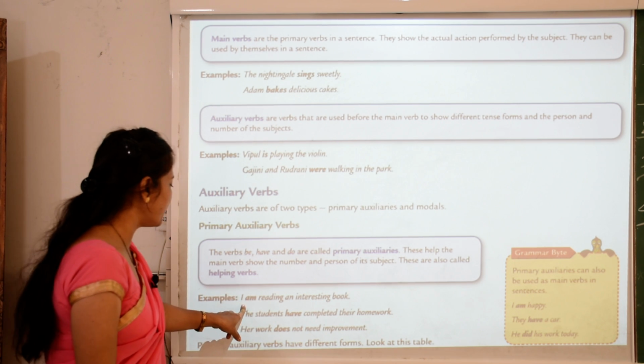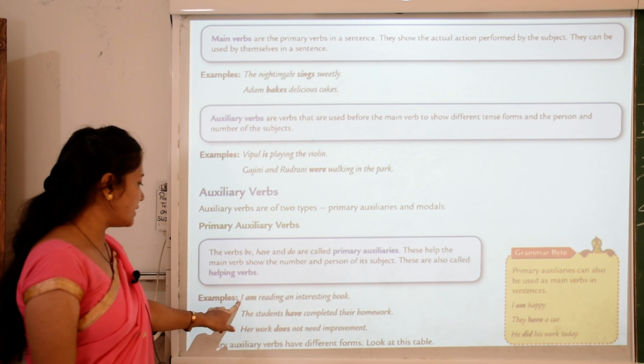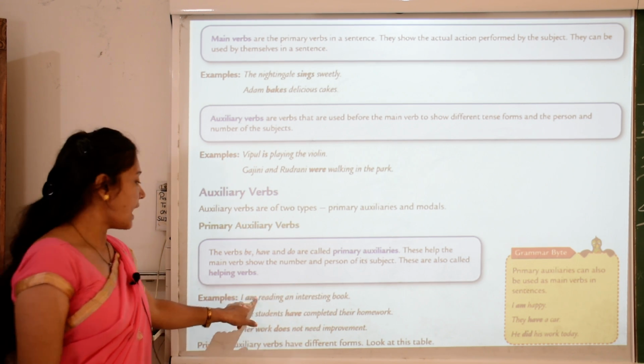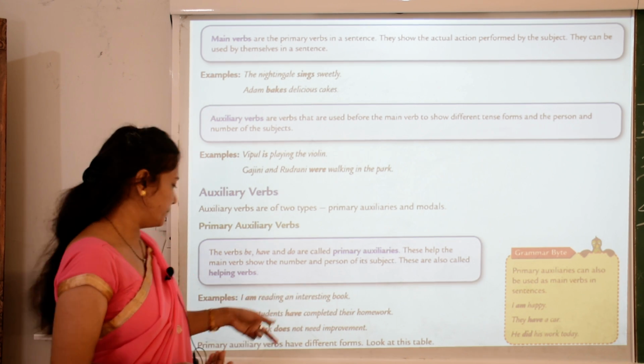Now let's read the example. I am reading an interesting book. Because here we have I, so we are reading am. Am reading an interesting book. So it is our primary auxiliary verb.